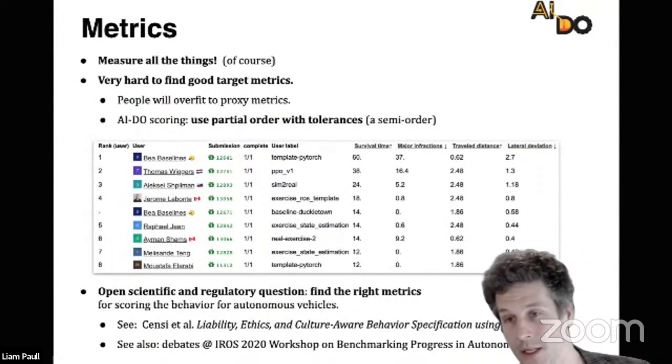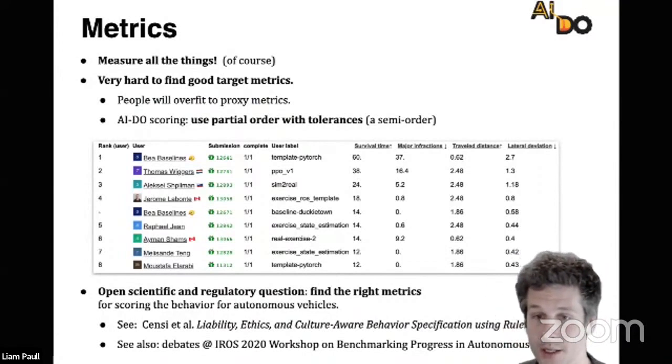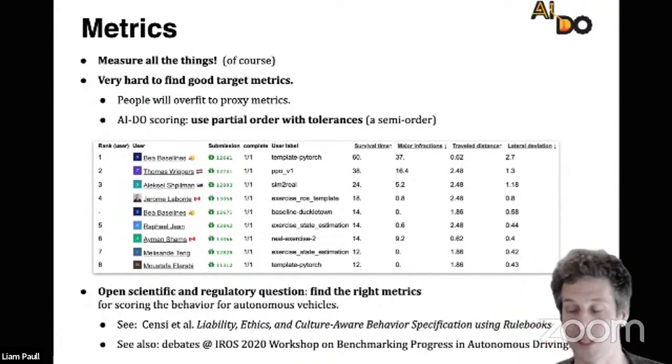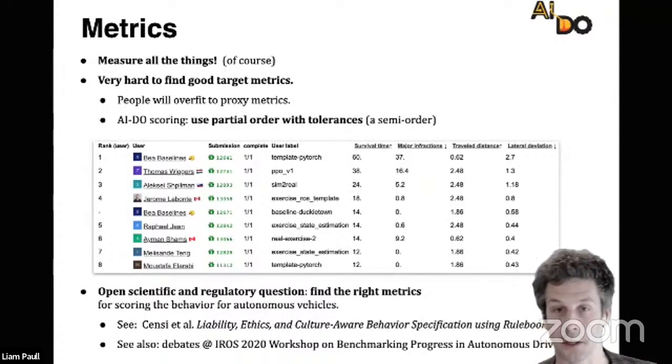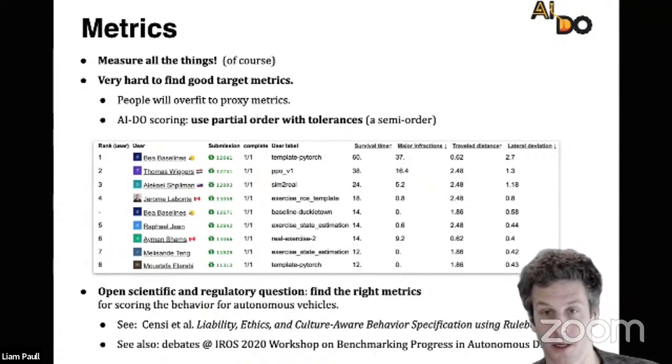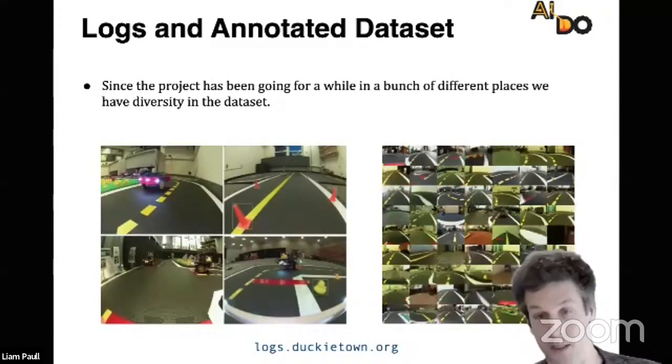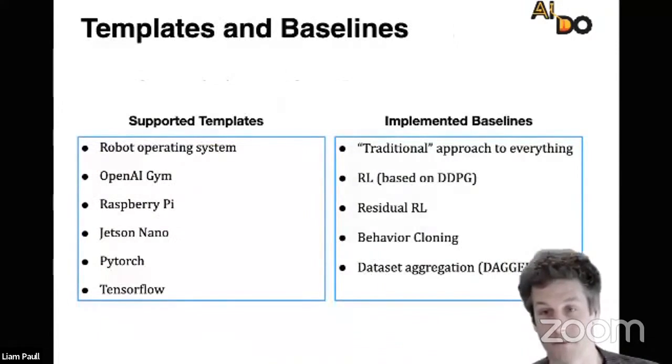We evaluate all of these agents over several metrics. We believe that you cannot boil down the performance of an agent like this to one single number. It is necessarily a Pareto front or a partial order. We have a bazillion logs that we can provide.